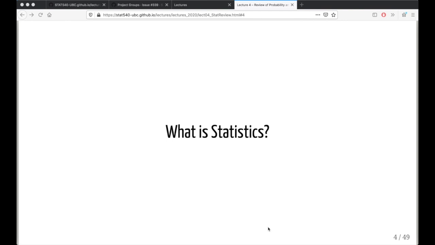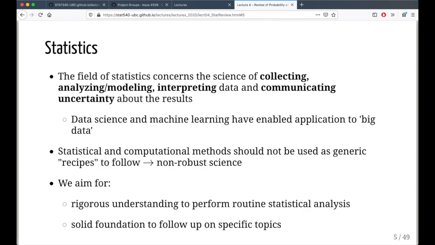Starting at the beginning with perhaps the most basic question, simply, what is statistics? Statistics concerns the science of collecting, analyzing, modeling, and interpreting data, as well as communicating uncertainty about the results. And if you're familiar with the buzzword big data, you might know that the field of statistics is closely intertwined with the fields of data science and machine learning in order to analyze and interpret and really understand these massive data sets that we have in tech and public health and business.